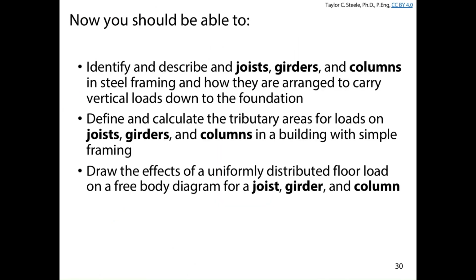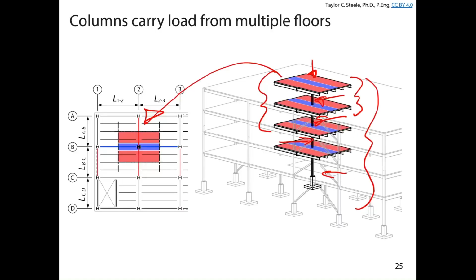Okay, so now you should be able to identify which elements are joists, girders, and columns. If you can't, review the lecture slides and watch the video. And how they're arranged to carry loads down to the foundation. You should be able to define and calculate the tributary areas for those particular elements when they're simple framing and it's relatively uniformly distributed in terms of the spacings and the load. And draw those effects of the uniformly distributed floor load on a free body diagram of the joist or girder. And I didn't really draw it for the column, but you would just draw the loads from each floor at each location, and you could draw what's called an axial force diagram, which is the change in the load from top to bottom. Okay?